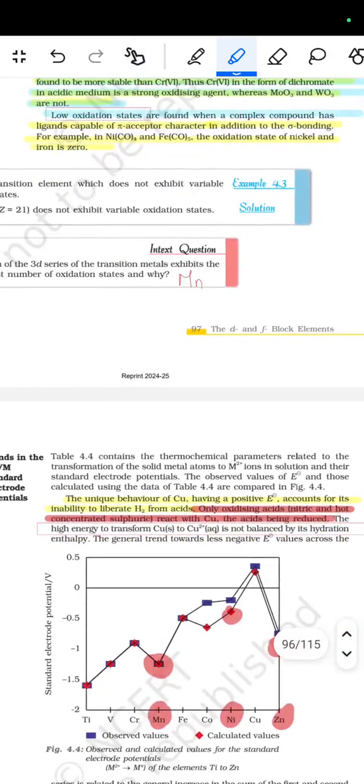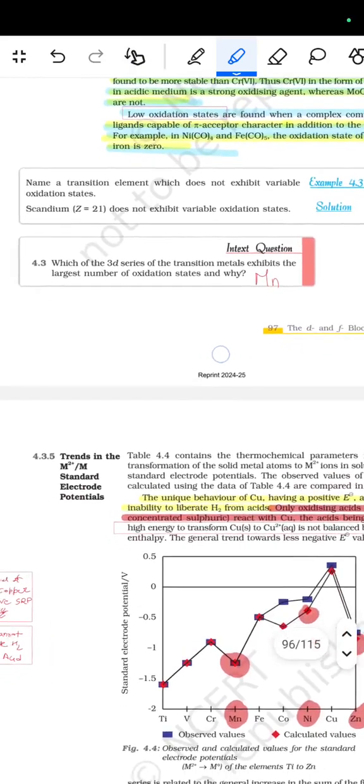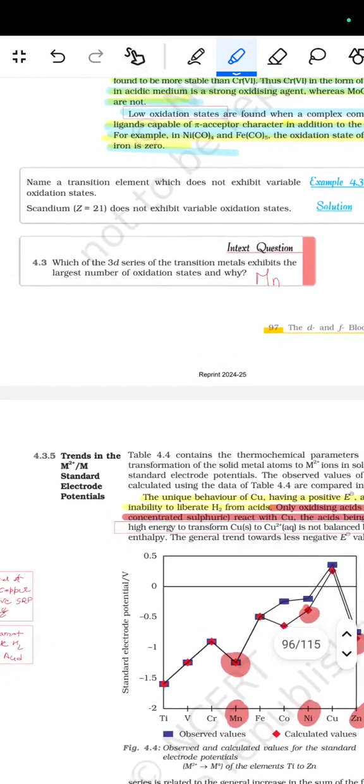Low oxidation states are found when a complex compound has ligands capable of pi acceptor character in addition to sigma bonding. For example, in Ni(CO)4 and Fe(CO)5, the oxidation state of nickel and iron is 0. For example, name a transition element which does not use the variable oxidation state. Scandium, Z=21, does not show variable oxidation state.